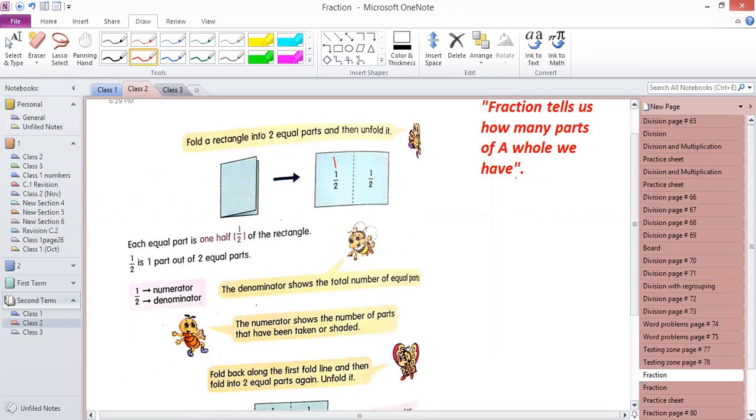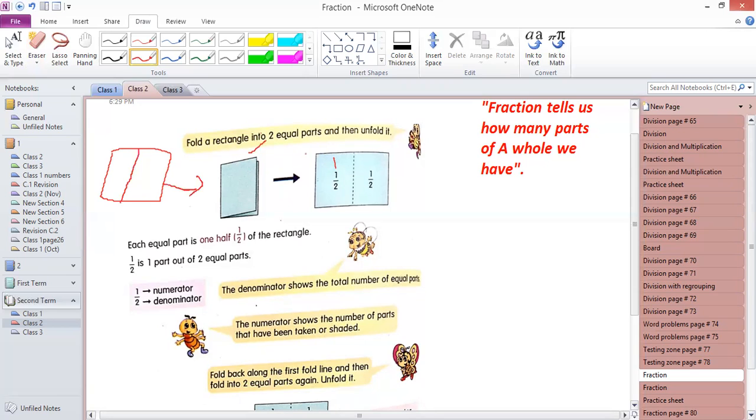Okay. So start with the fraction, guys. A fraction actually tells us how many parts of a whole we have. When we have divided something into equal parts, to represent some portion, we use fraction. Let's suppose we take the example of one paper. You take one paper and divide it into two equal parts. How can you divide it into two equal parts? For this, you can just fold it from the middle, like this.